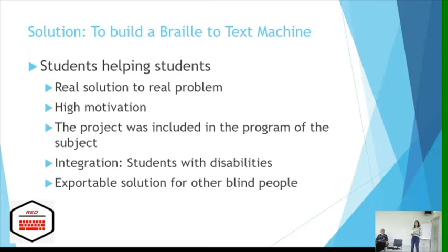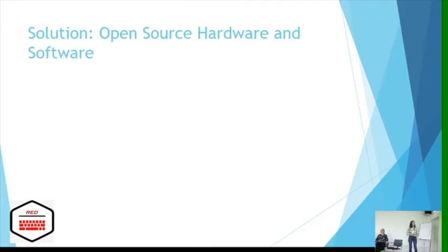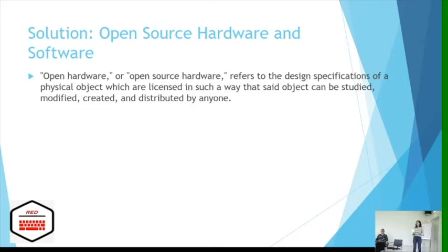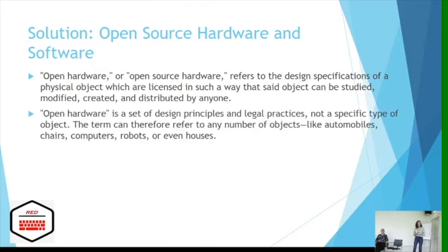Okay, so to build this machine, they need special hardware. This is the reason why they use this kind of hardware, because open source hardware and open source software have special characteristics, such as referring to the design specifications of physical objects, which are licensed in such a way that said object can be studied, modified, created, and distributed by anyone.